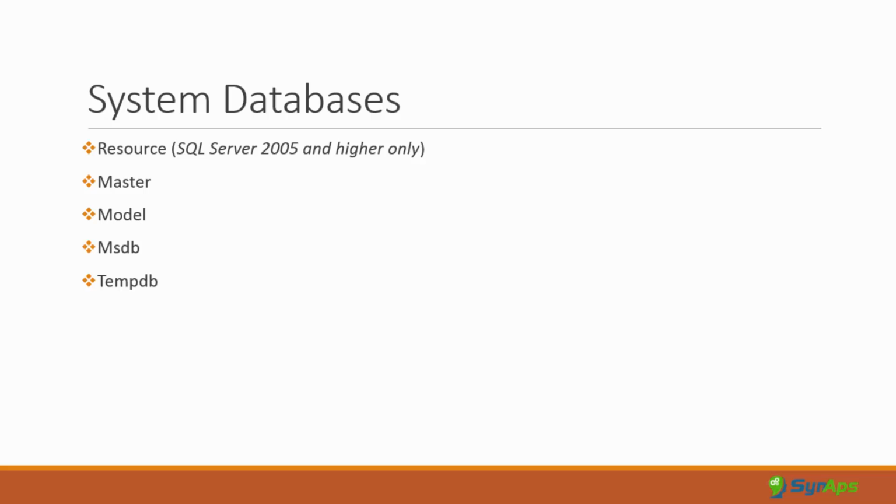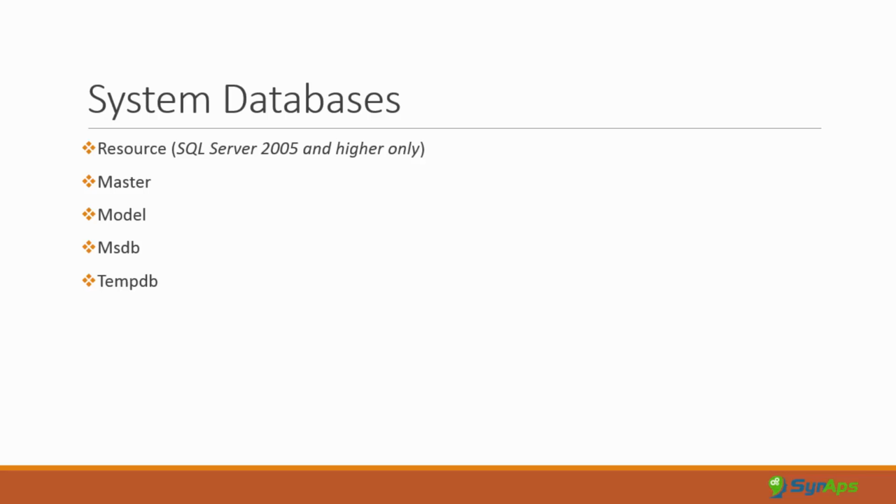The TEMPDB system database is a global resource that is available to all users connected to the instance of SQL Server and is used to hold temporary user objects that are explicitly created, such as global or local temporary tables, temporary stored procedures, table variables, or cursors. Internal objects that are created by the SQL Server database engine, for example, work tables to store intermediate results for spools or sorting. Row versions that are generated by data modification transactions in a database that uses read committed using row versioning isolation or snapshot isolation transactions.